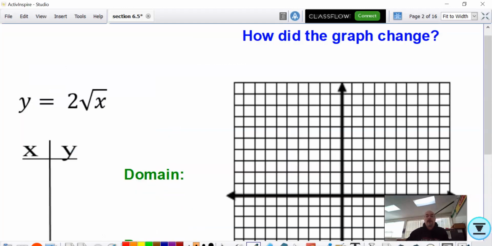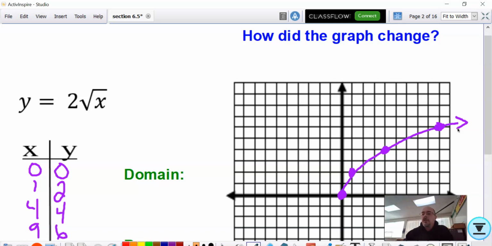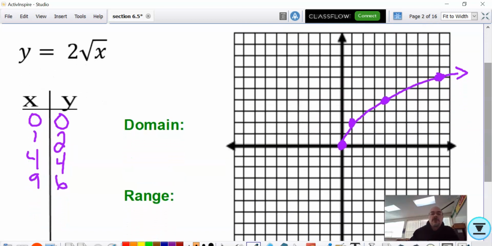I'm going to write those down. So we've got 0, 0. We've got 1, 2. Then 4, 4. And then 9, 6. I'm going to graph those. So we still started at 0, 0. Over 1, up 2, over 4, up 4, and over 9, up 6. There we go. It doesn't look like the domain has changed, so I'm just going to put those in.